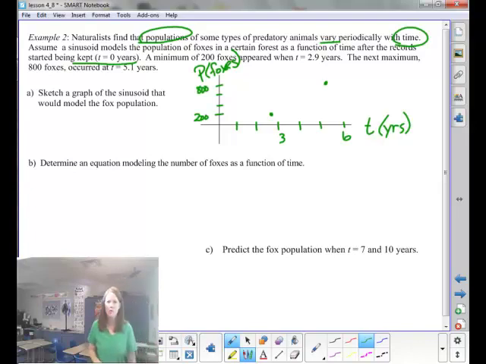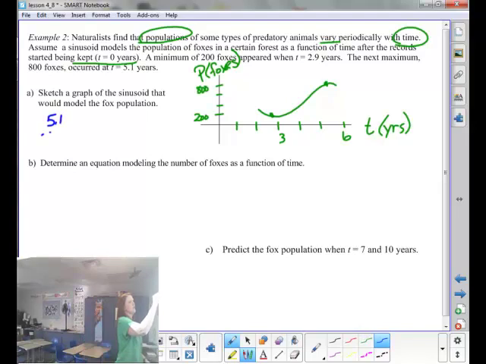Okay? So 5.1 comma 800. All right, it's modeled by a sinusoid. Now, what we have to recognize is if this dot is the minimum and this dot is the maximum, then the curve is kind of going like that. Okay? It's not one complete cycle. How much of a cycle is it?